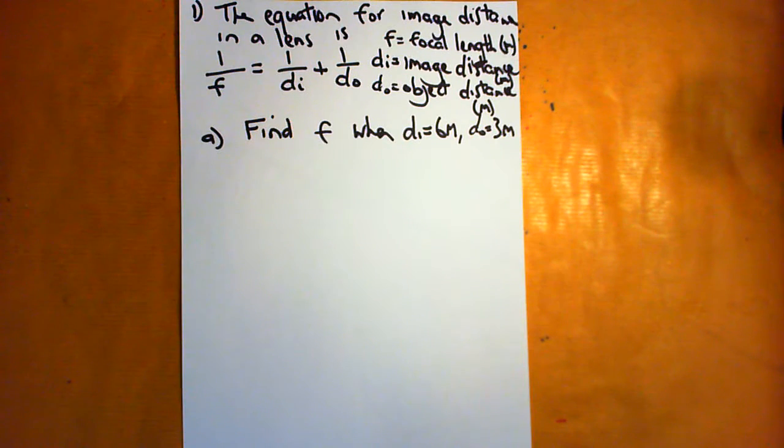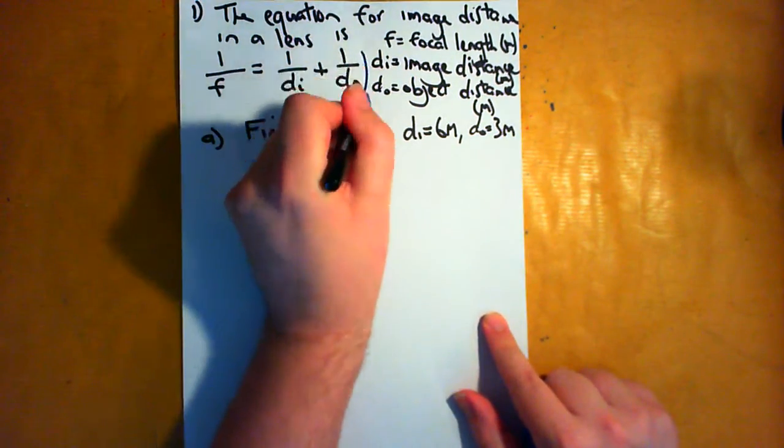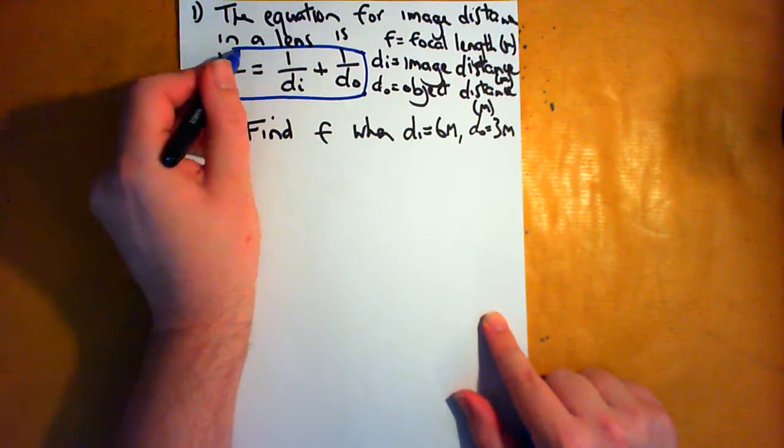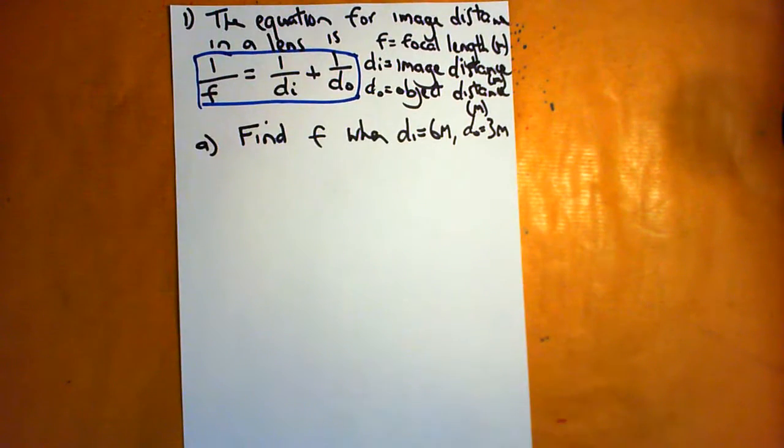Tutorial 2 question 1, and we have a bit of work to do with the formula 1 over f equals 1 over di plus 1 over do. So our formula that we're going to work with is that one there. It's a formula for image distance of a lens. f is the focal length, di is the image distance, and do is the object distance. All three are going to be measured in meters.